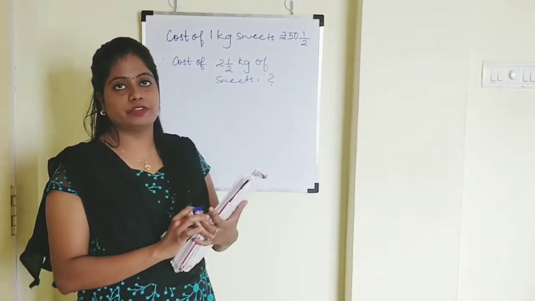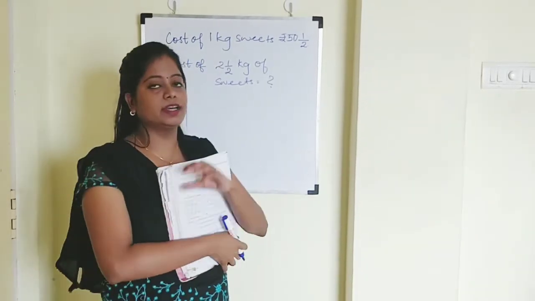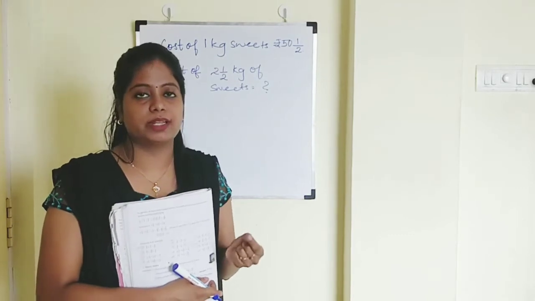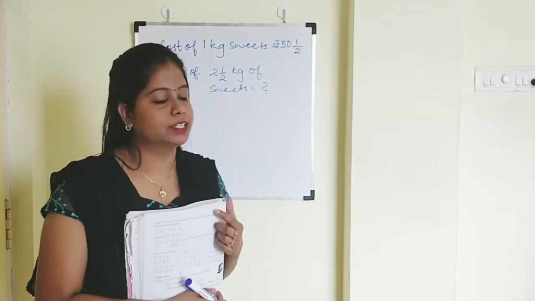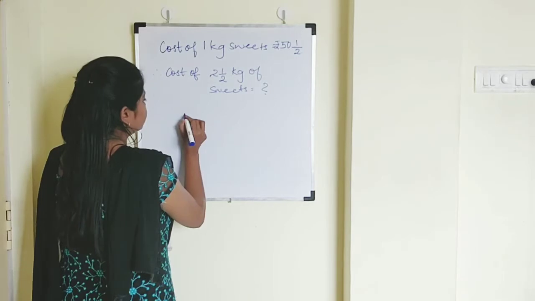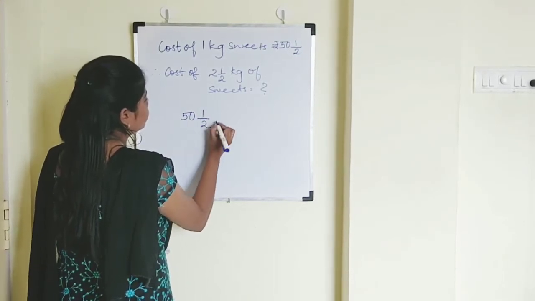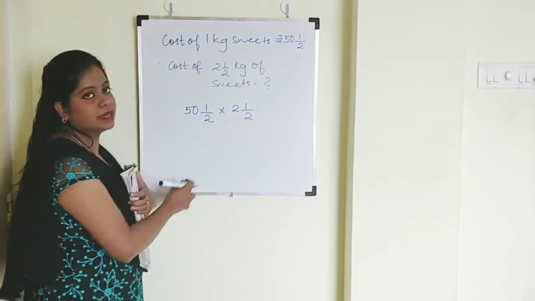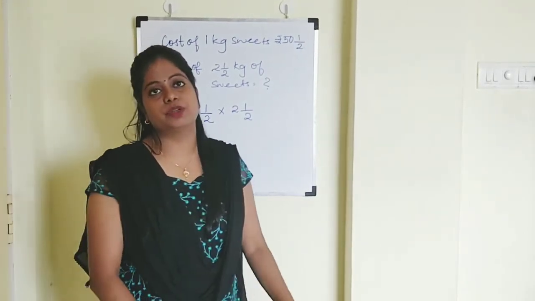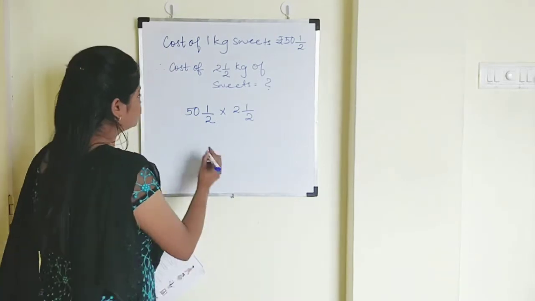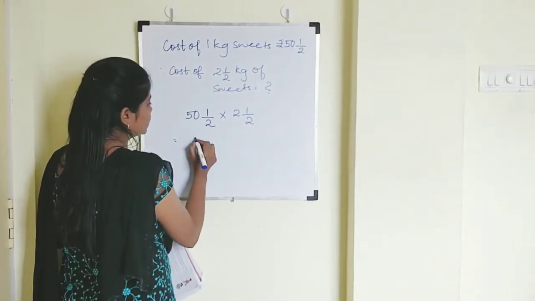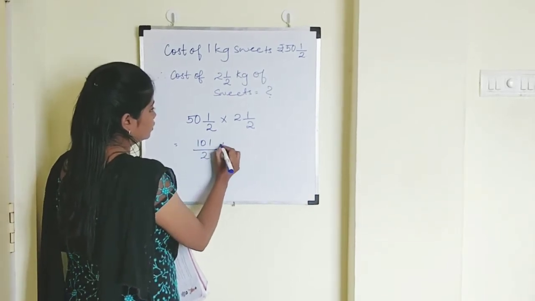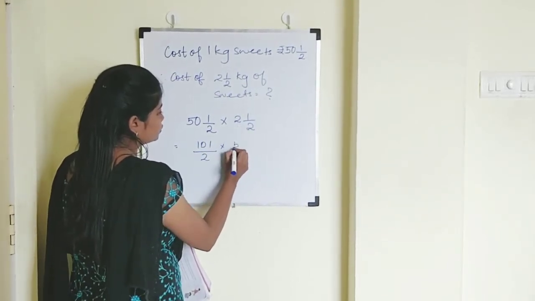So how are we going to find? So it is multiplication, right? I always tell you, whenever they give you the value of 1 and they ask you the value of many, we are supposed to do multiplication. So I am going to multiply 51 by 2 into 2 1 by 2. Both the numbers are in mixed form, so I am going to convert them into improper fractions. 50 into 2 is 100, 100 plus 1 is 101. 2 2s are 4, 4 plus 1 is 5.